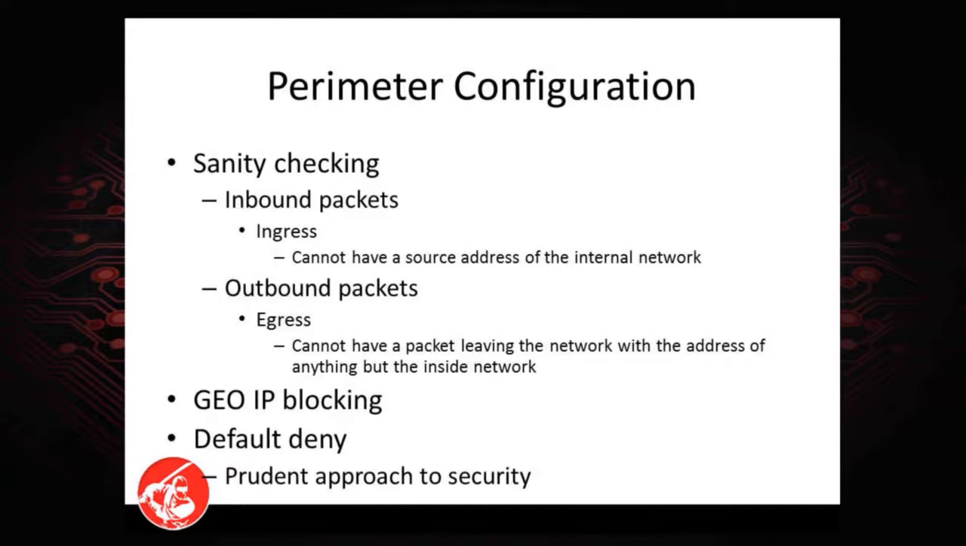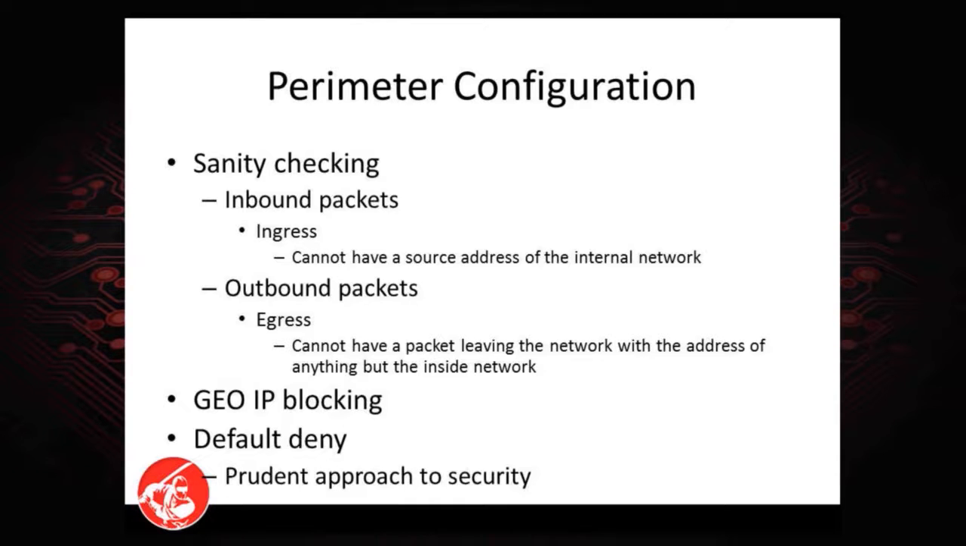So what do we do in perimeter configuration? We know most organizations are doing what we call sanity checking. They're ingress filtering. We cannot have a source address of the internal network. So the first thing we do when we're testing this from a red team standpoint, we spoof the address inside of the router. If we get communication, SYN-ACK, or any accepted packet, we know they're not doing proper sanity checking. For outbound packets, it's egress, as we said. We cannot have a packet leaving the network with the address of anything but the inside network. If they allow that, then there's a problem.